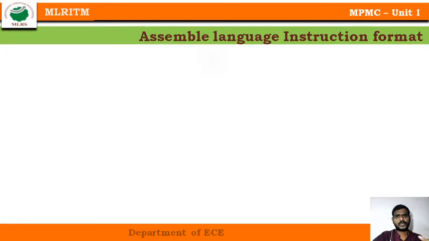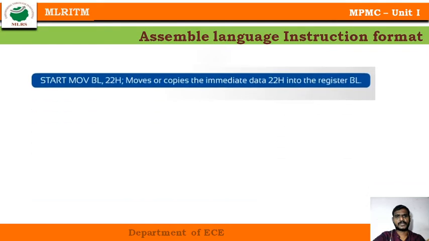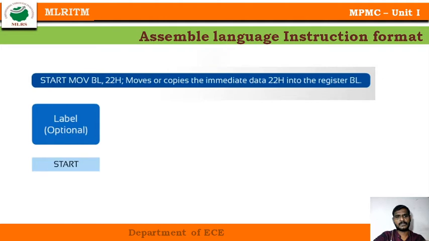So what is an assembly language instruction format? Let us see one example. If I write in assembly level language START: MOV BL, 22H, what a user can understand is that I want to move or copy the immediate data 22H into the register BL. So in this instruction, what is the format of the instruction? The label is where I said START.